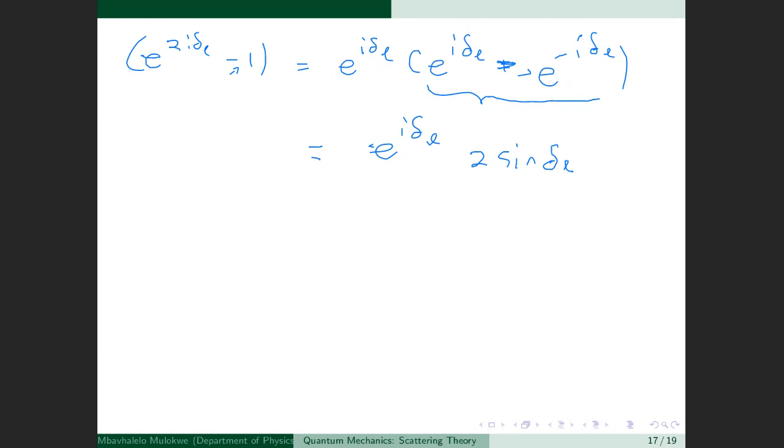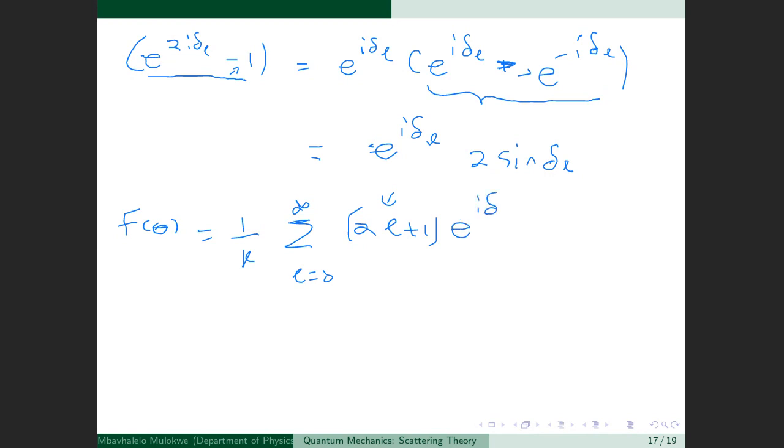So this means that we are done, because f of theta we found to be 1 over k, sum over L going from 0 to infinity, of (2L plus 1). The 2L plus 1 comes from expanding things in terms of spherical Bessel functions. Once we found those coefficients, they come up as 2L plus 1. And then we had that term there, which we will write as e^{i delta_L}. There was a 2 there, so it will cancel that 2. Sine delta_L. And then you still have to multiply this by the Legendre function. And we're done. This is the final form of the scattering amplitude.